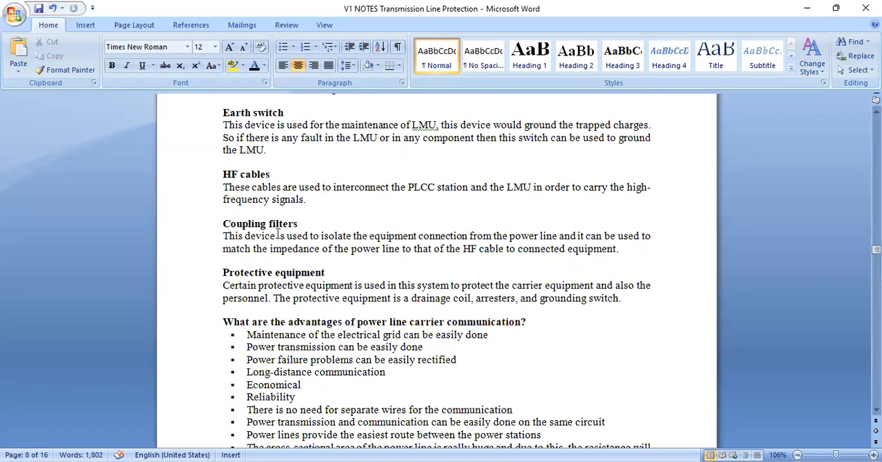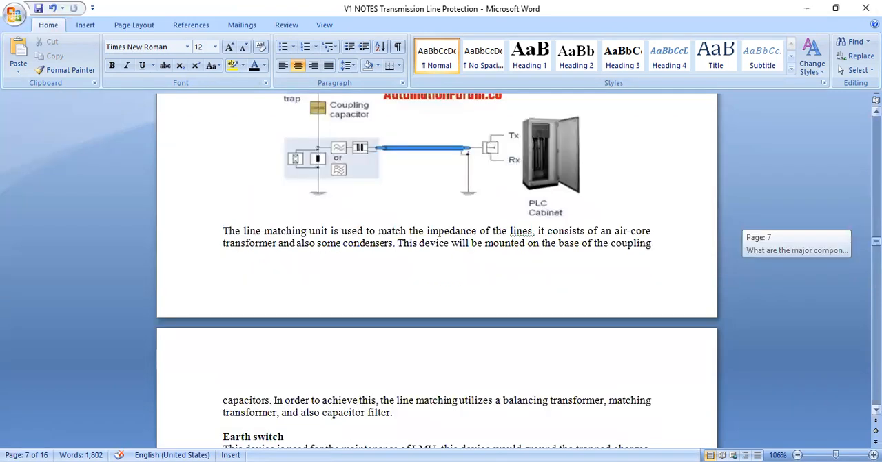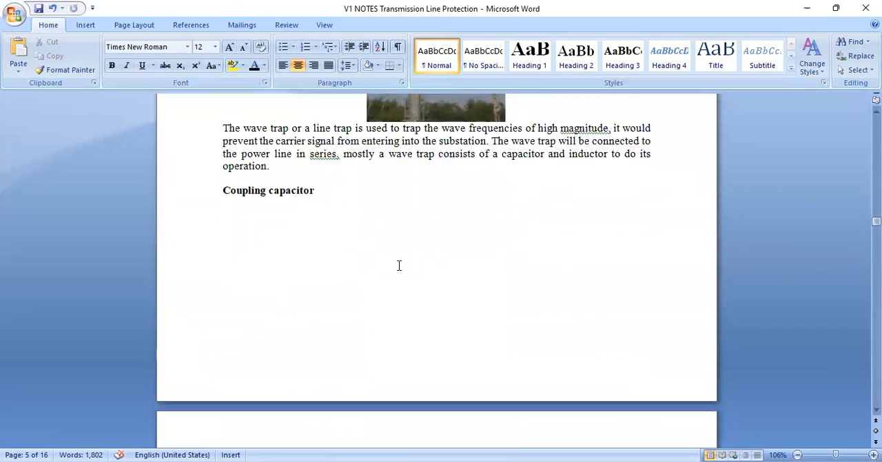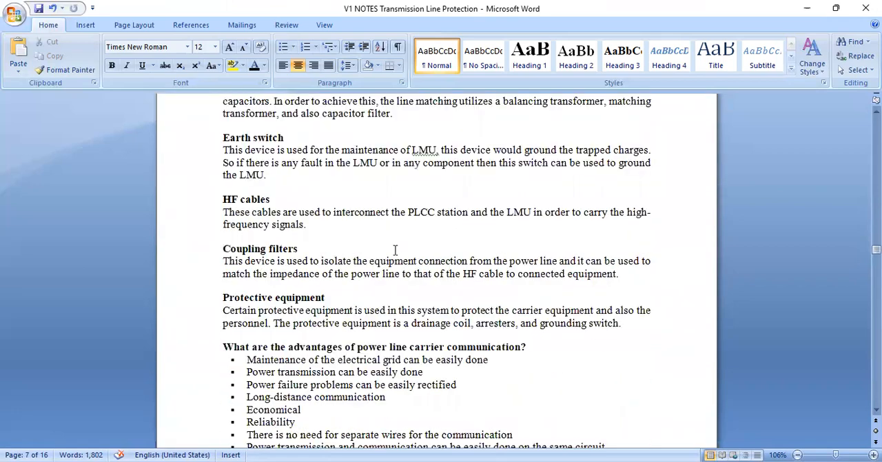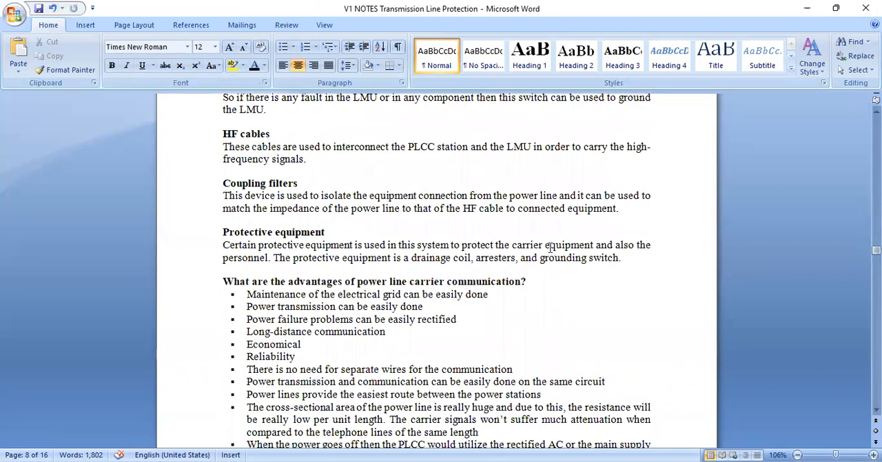Then coupling filters. This is your coupling filter, and it is used to make connections from the power line, and it can be used to match the impedance. Then the coupling power capacitor.